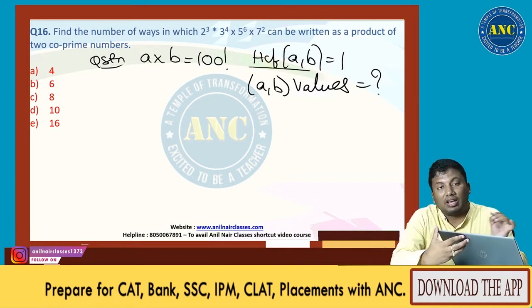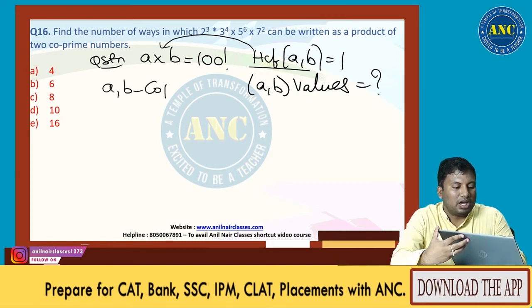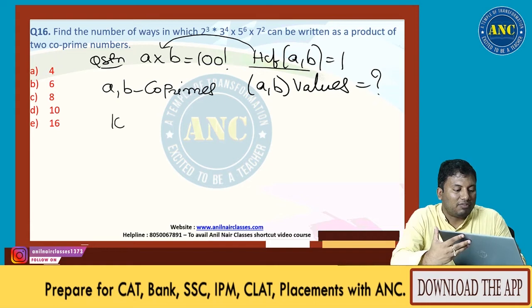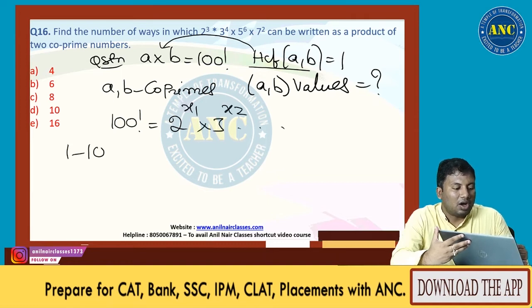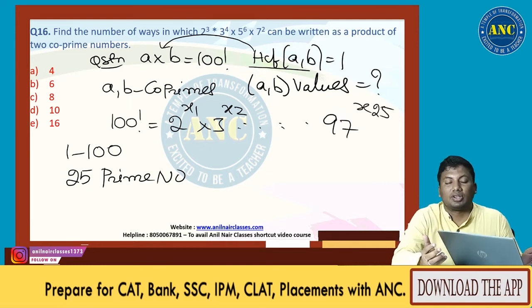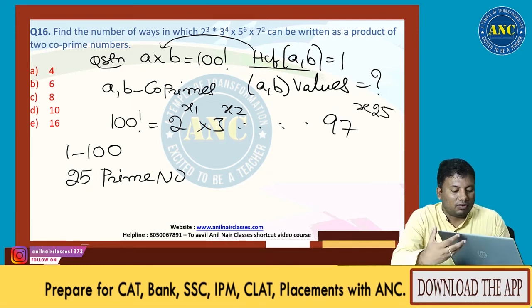It is given that HCF of a comma b is 1, which means a and b are coprimes. That means, in how many ways can 100 factorial be written as a product of two coprimes? 100 factorial means 2 power x1, 3 power x2, and so on. From 1 to 100, how many prime numbers are there? 25 prime numbers. The last one is 97 power x25. We do not want the exponents, only the count. The answer is nothing but 2 power 25.